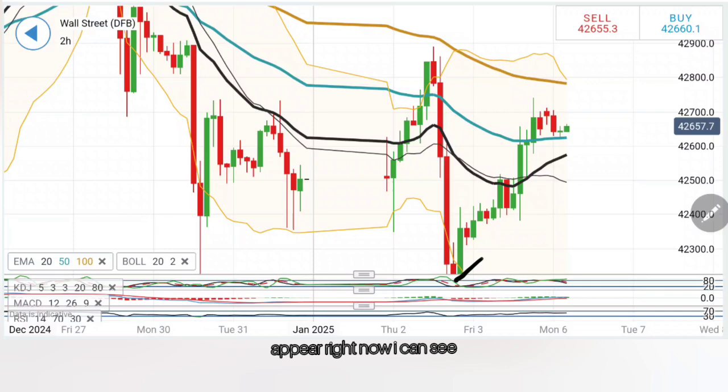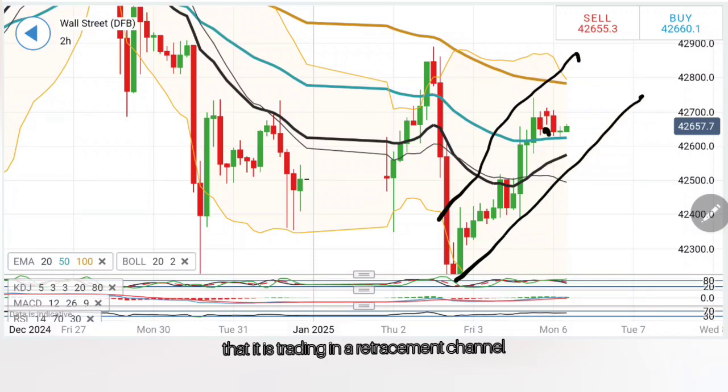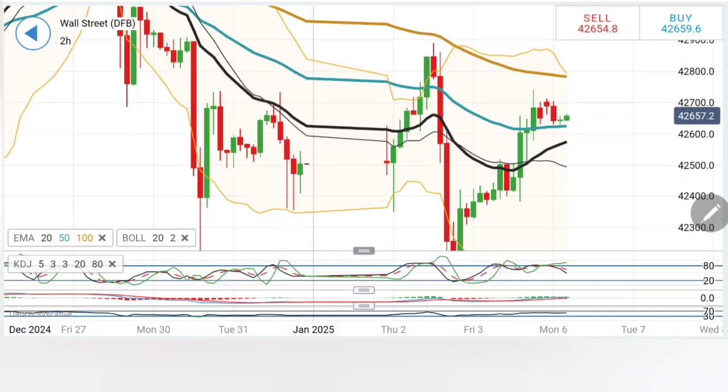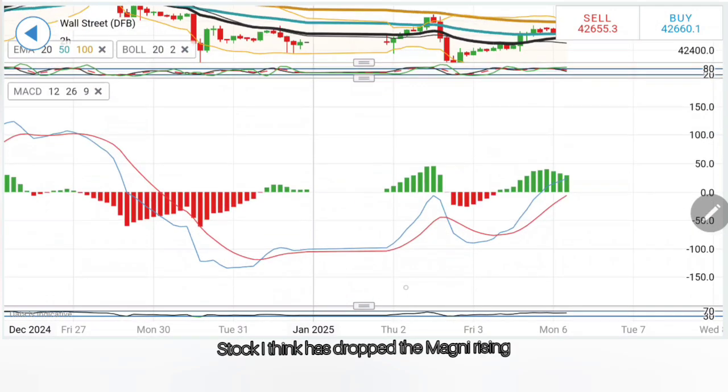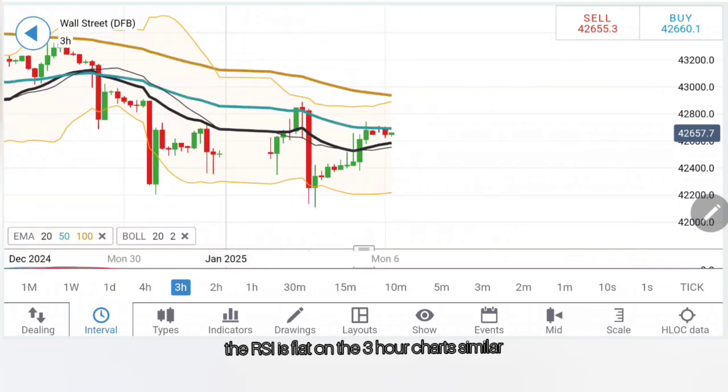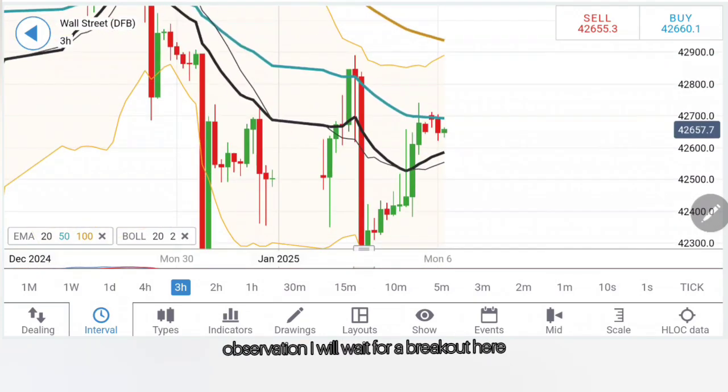Right now I can see that it is trading in a retracement channel. The lows of the channel are towards 42,500, which should be a very good support, and then 42,400, 360. The stochastic has dropped, the MACD rising, the RSI is flat. On the 3-hour chart, similar observation. I will wait for a breakout here on the downside.